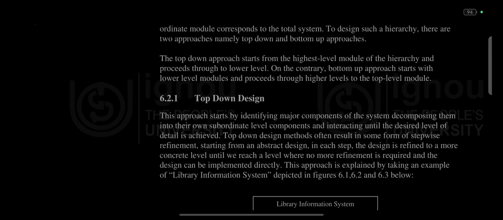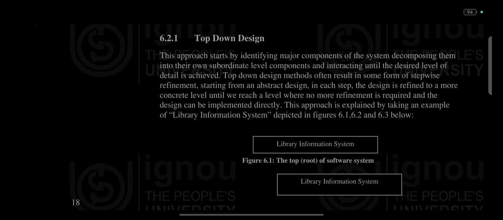Top down design. This approach starts by identifying major components of the system, decomposing them into their own subordinate level components, and interacting until the desired level of detail is achieved. Top down design methods often result in some form of stepwise refinement, starting from an abstract design. In each step, the design is refined to a more concrete level until we reach a level where no more refinement is required and the design can be implemented directly.